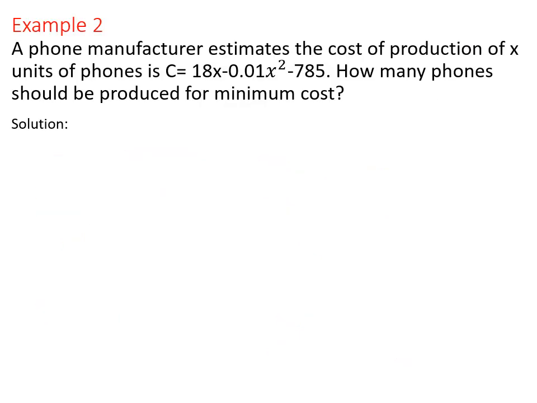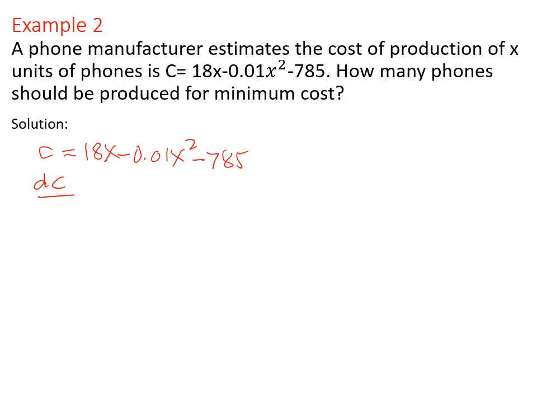A phone manufacturer estimates the cost of production of x units of phones is C equals 18x minus 0.01x squared minus 785. How many phones should be produced for minimum cost? So your solution: C equals 18x minus 0.01x squared minus 785.